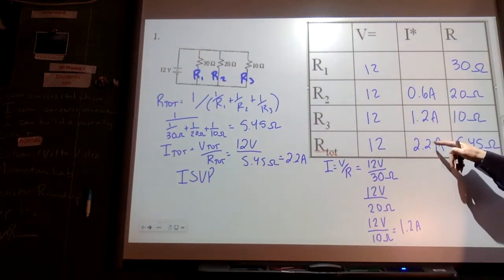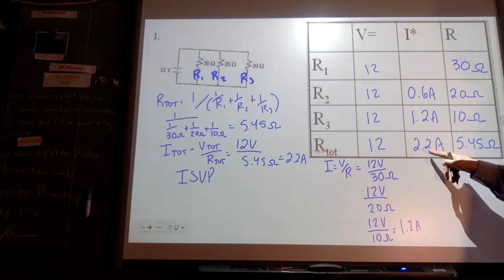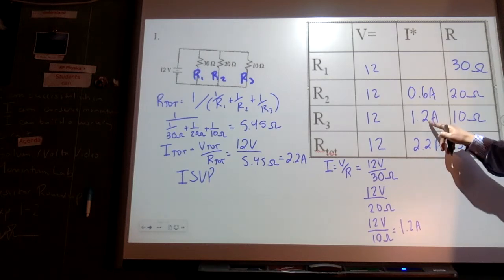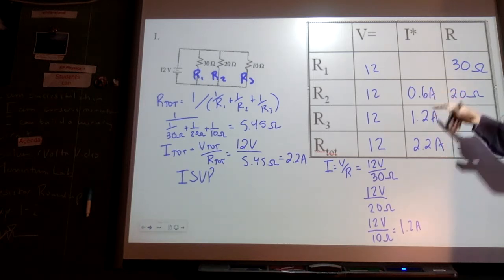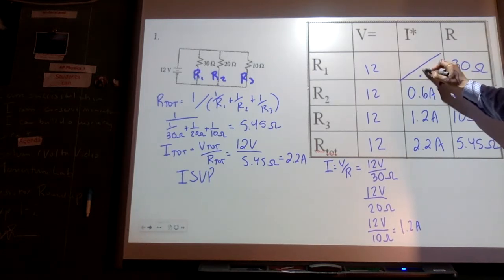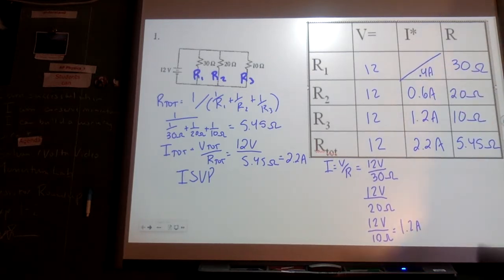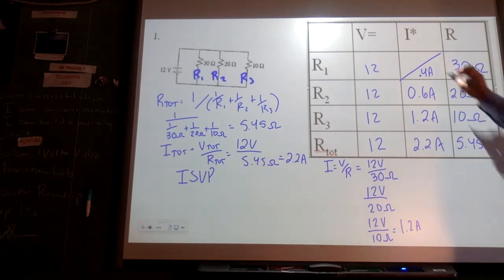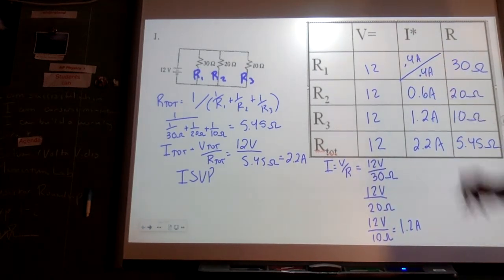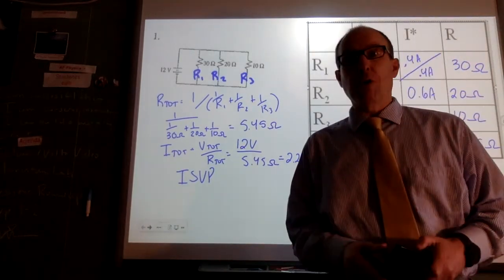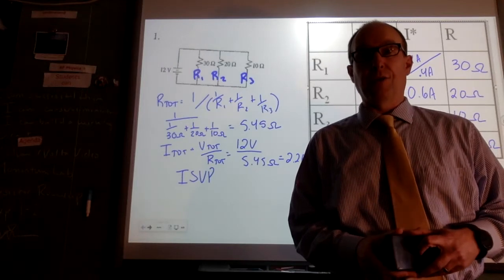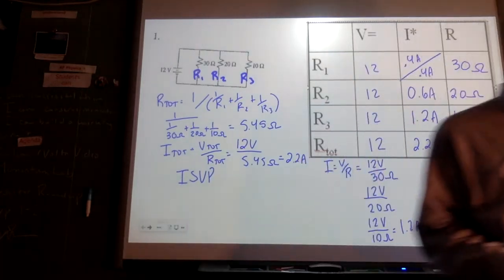At this point here, I know that my total current's 2.2. I'm saying 1.2 is going the R3 path, 0.6 is going the R2. So together these are 1.8. So that means that 0.4 must be going the other path. Or I can do the 12 divided by 30, and I also get 0.4. So there's more than one way to do that, right? Because the current has to be conserved.